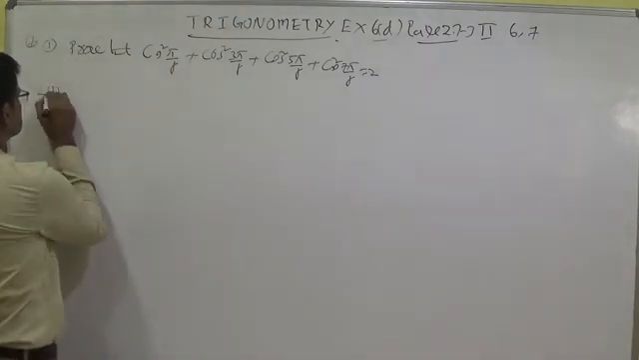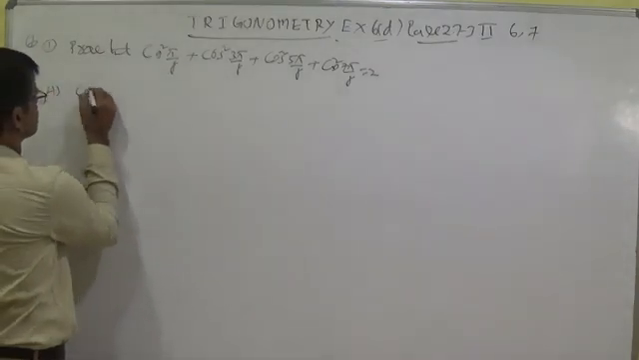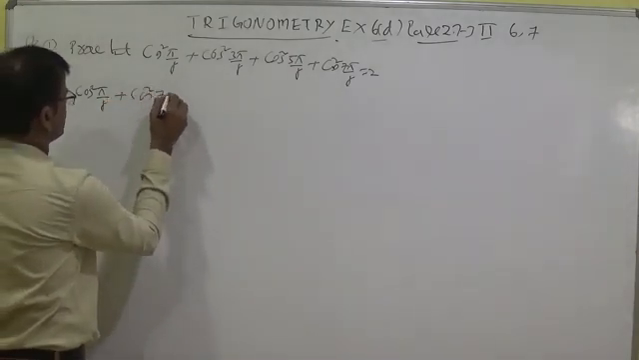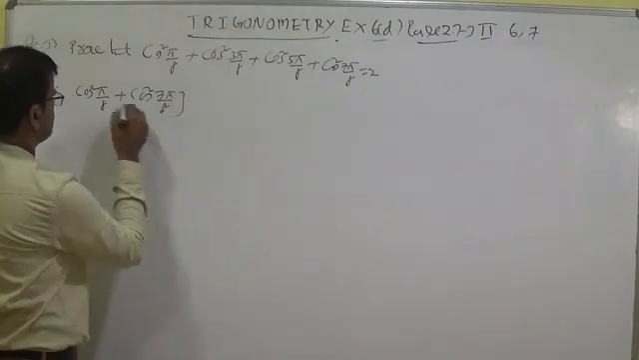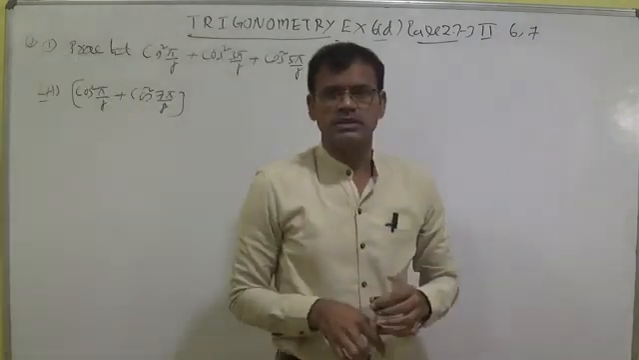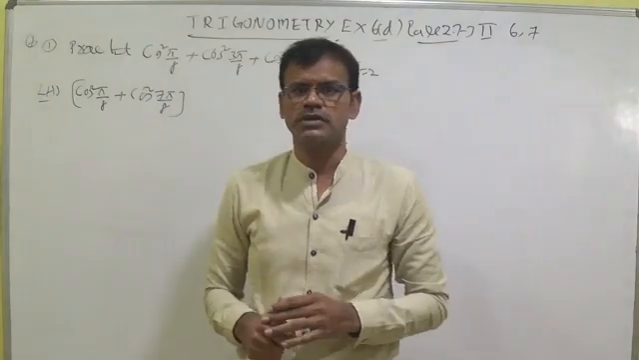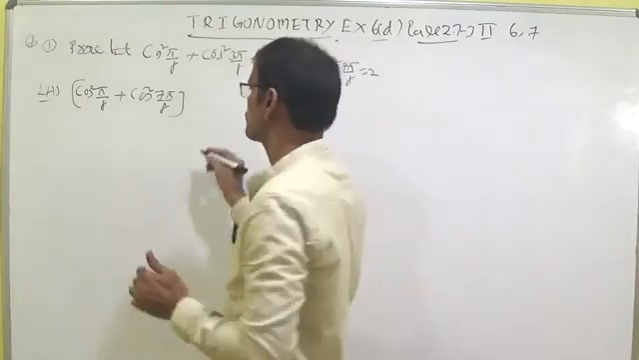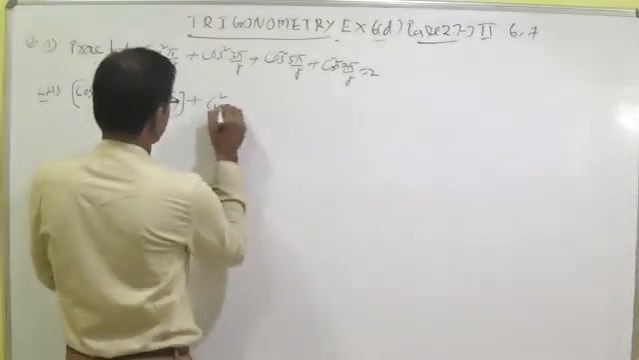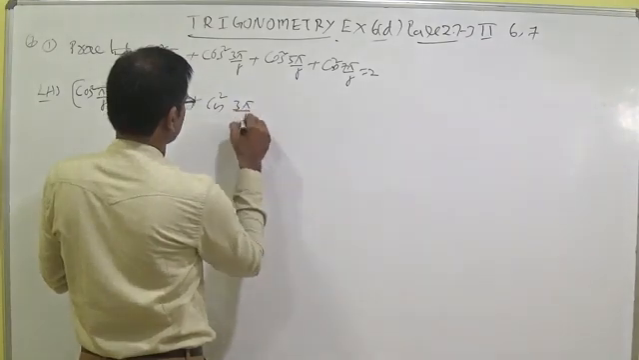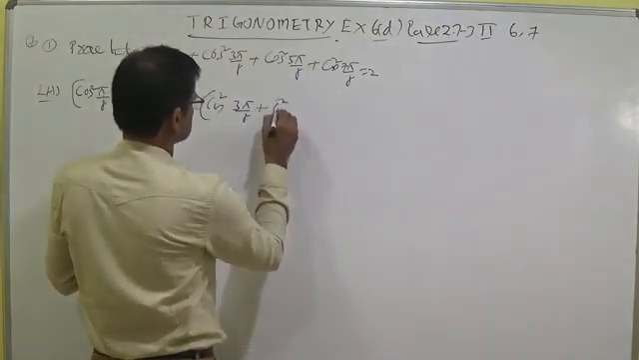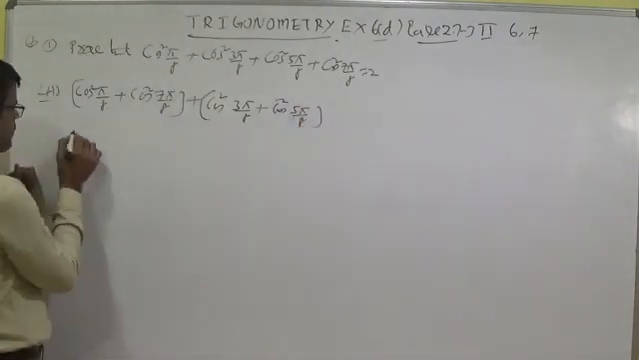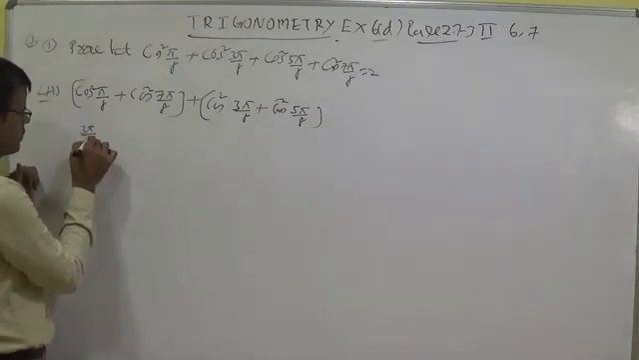Take LHS. Cos square pi by 8 plus, I am writing like this, cos square 7 pi by 8, side by side, because 1 plus 7 becomes 8 and 3 plus 5 becomes 8. So cos square 3 pi by 8 and cos square 5 pi by 8 we can write side by side. Next, cos square 3 pi by 8 plus cos square 5 pi by 8. That's all. Let us convert the values here.